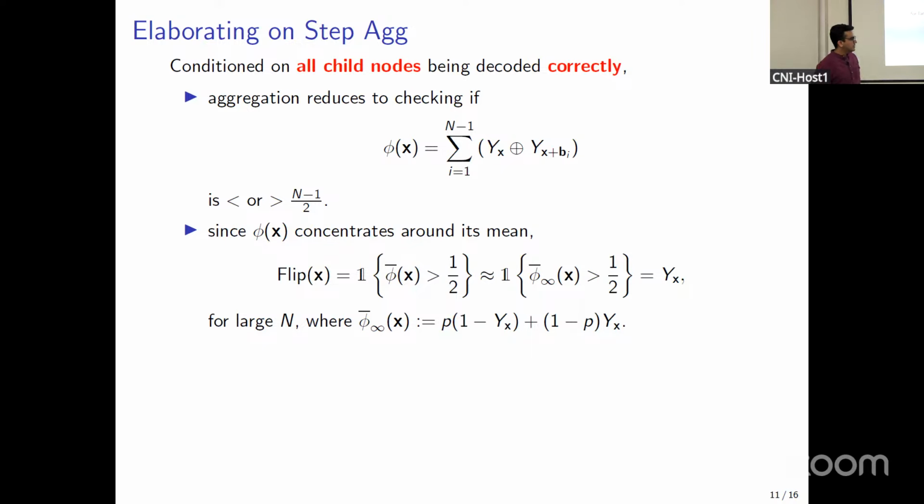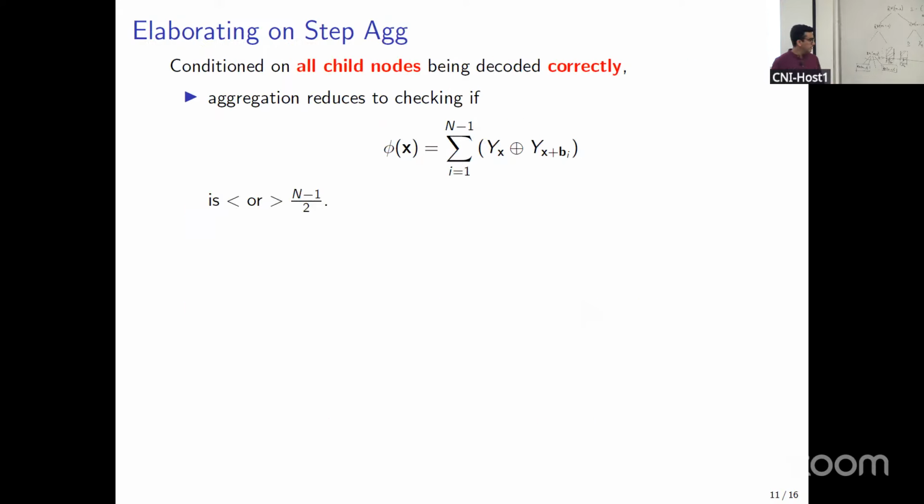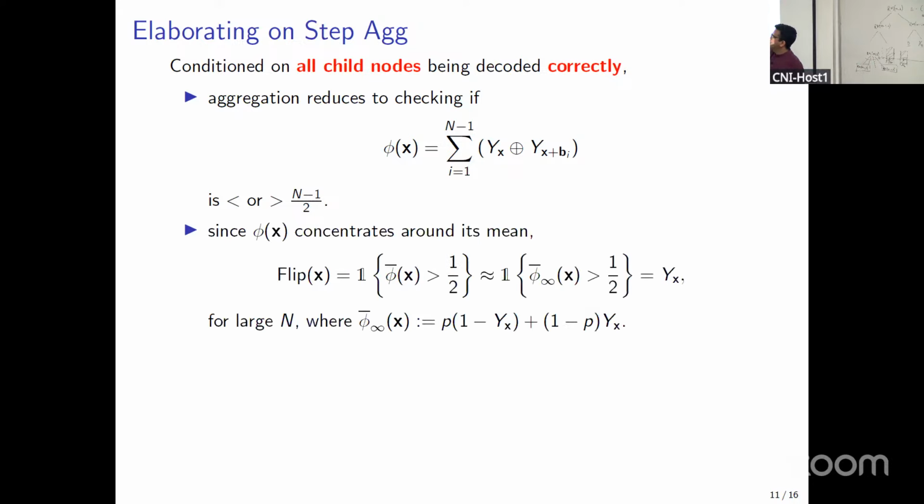So the basic idea is we know the probabilities of error at each of these child nodes. And now let us just assume that all of them are decoded correctly. It's not too bad to assume because such a union bound is just a polynomial factor of n. So it's just an n minus 1 prefactor in front of these exponentially small values. So now conditioned on all of these being decoded correctly, we have a very simple expression for what it is that the aggregator computes.